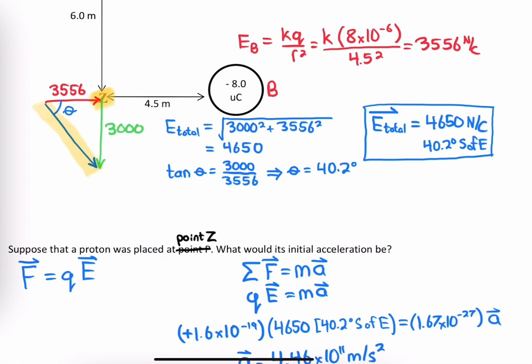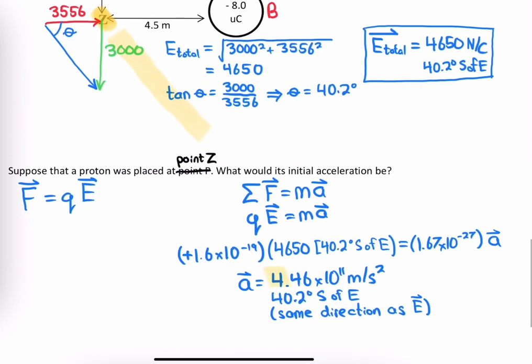And because it has a force on it, it will then accelerate also in that same direction. So if I took a proton and I place it here at point Z, it would accelerate in this direction at 4.46 times 10 to the 11 meters per second squared.